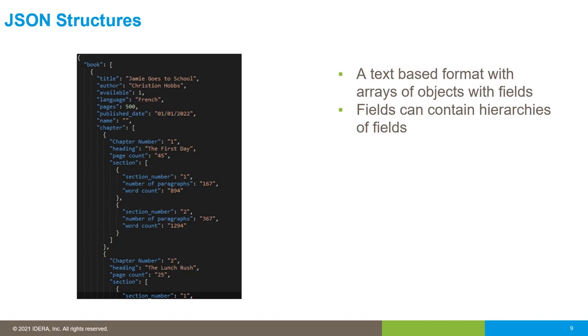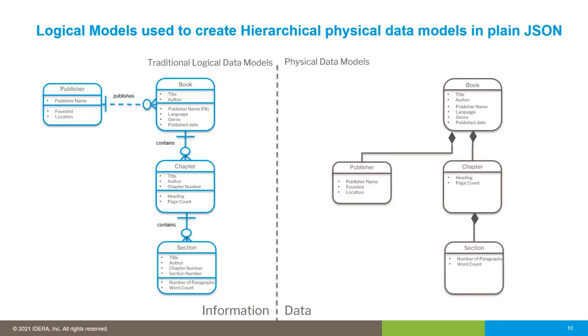So here we can see our book contains a title and author, and then the chapter and the section are then hierarchical substructures within each book. We can model this in the same sort of way. So again, over on the left, we've got our traditional logical data model. On the right, we've got a physical model representing that book.